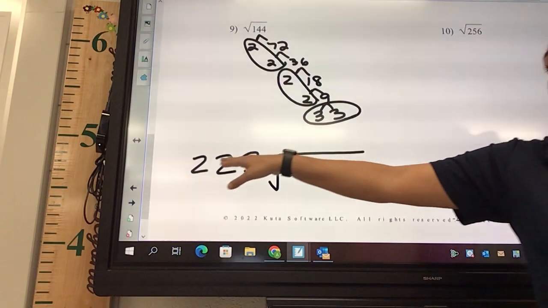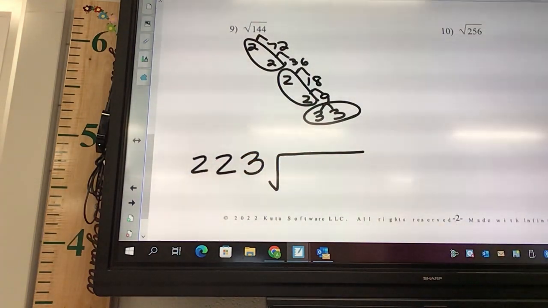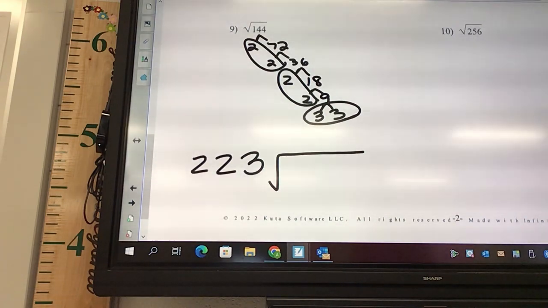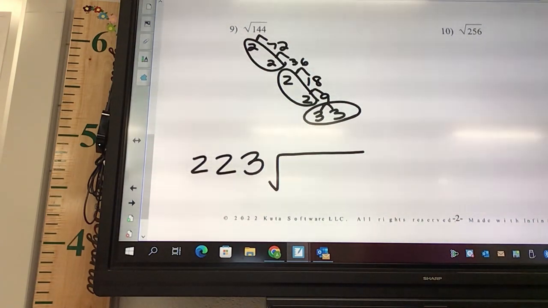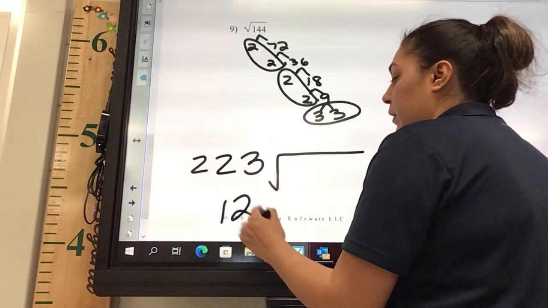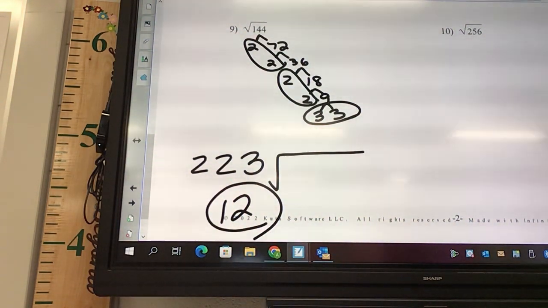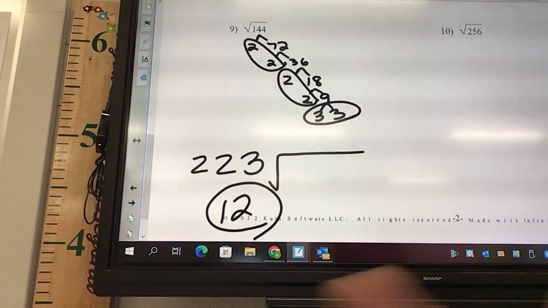What do you do with these? You multiply them. So on your calculator, type in 2 times 2 times 3. 12. Okay, and a lot of you guys probably know that the square root of 144 is 12. Okay, let me tell you this. This is my last little piece.